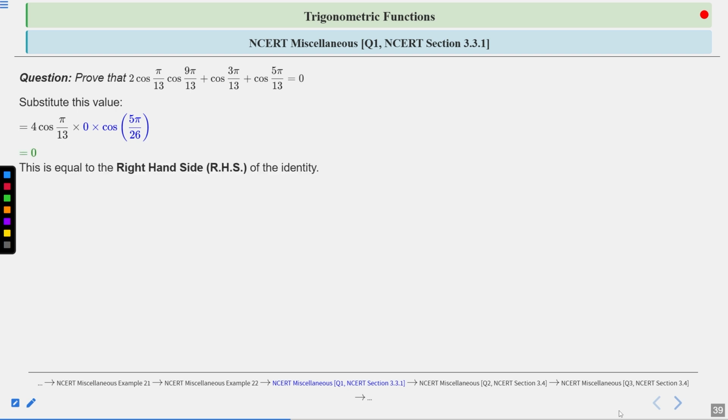This is equal to the right hand side, RHS, of the identity, right? Hence the identity is basically proven. Okay. Hope it's clear to all. Let us move to the next question.